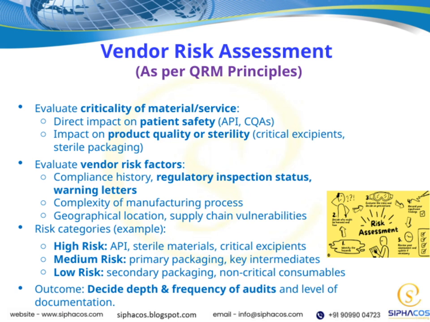For example, high risk for APIs, sterile materials, and critical excipients, medium risk for primary packaging and key intermediates, and low risk for secondary packaging or non-critical consumables. The outcome of this evaluation guides us on how deeply and frequently we should audit the vendor, as well as the level of documentation required. This process aligns with our overall vendor risk management principles, ensuring we maintain quality and safety throughout the supply chain.